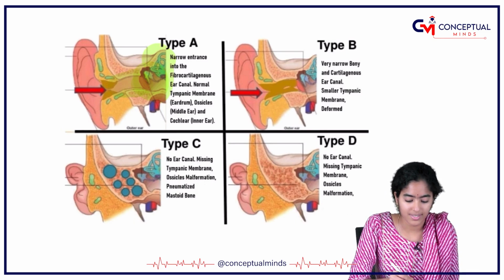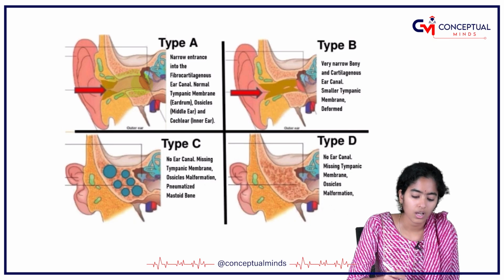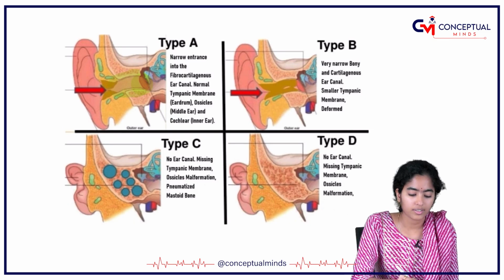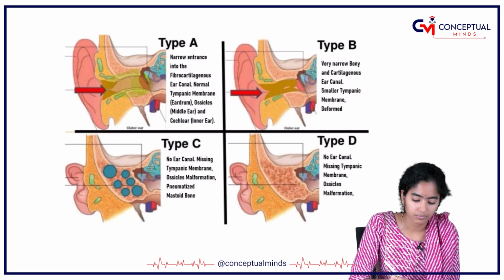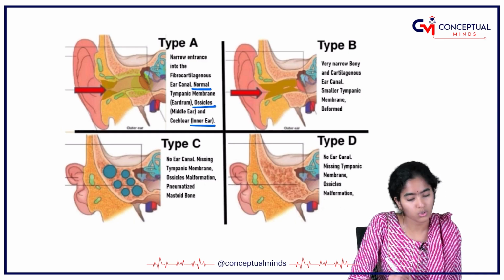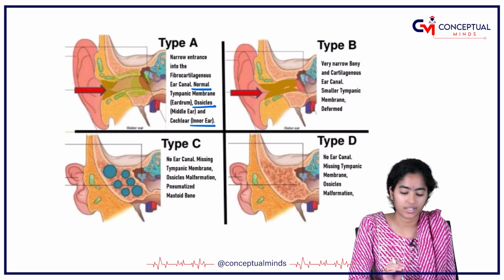As you can see, it's clearly written here. Narrow entrance into the fibrocartilaginous ear canal. The tympanic membrane is normal. Ossicles are normal, and inner ear is also normal. The cochlear part is also normal. This is type A, the mild variety.